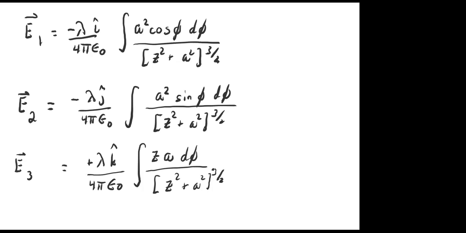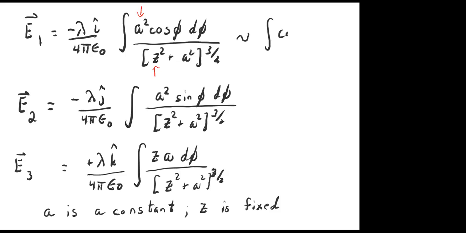Now, these integrals may look fearful, but they are not. You need to recognize that the radius of the circle or the loop is a constant. And you also need to recognize that z is in fact fixed in this problem. I wanted to calculate the electric field at that particular point, P. So that means that z is fixed. So essentially this first integral goes like the following. a squared, a is a constant, and z is fixed. So the only thing you're really doing is integrating over the cosine of phi. And now it's time to put the limits of integration in. You're going from 0 to 2 pi.